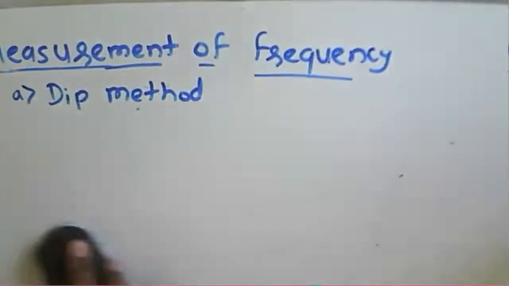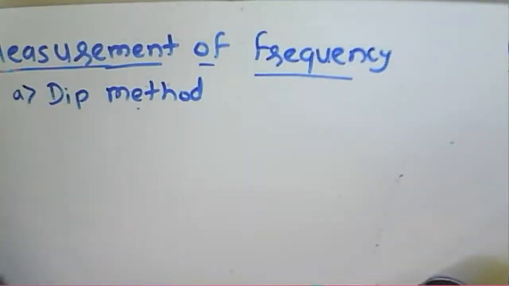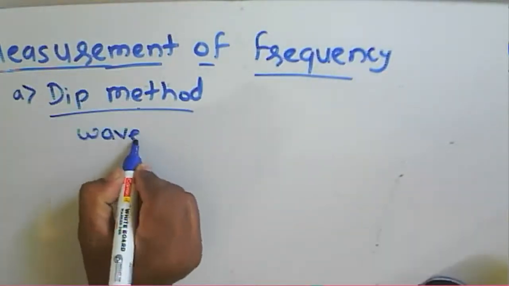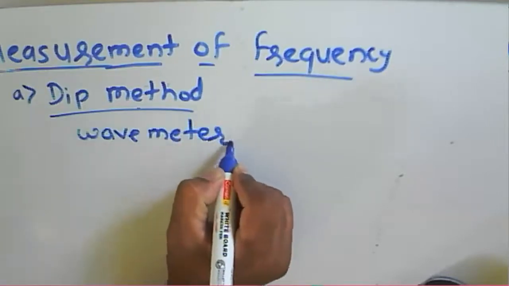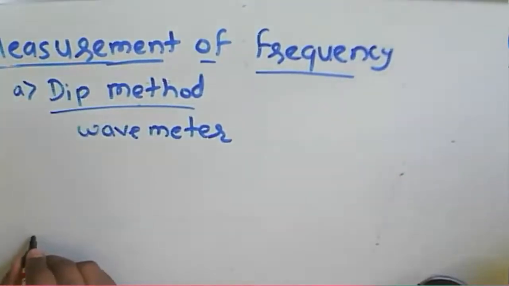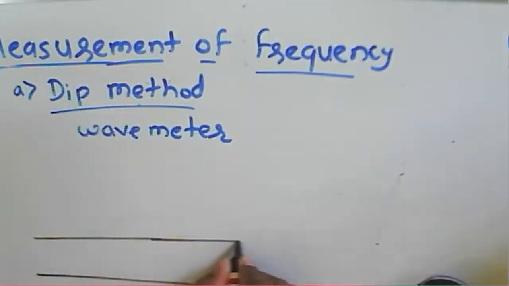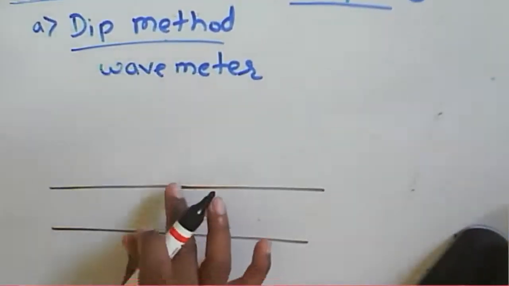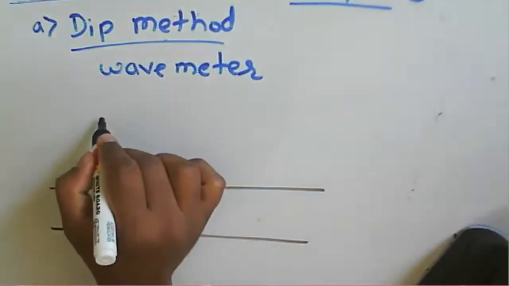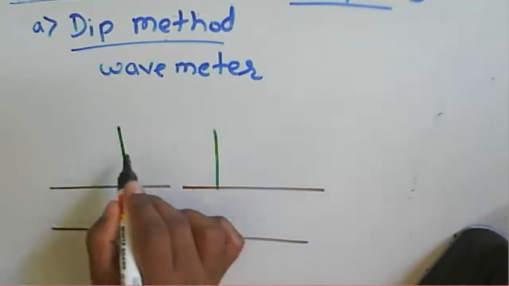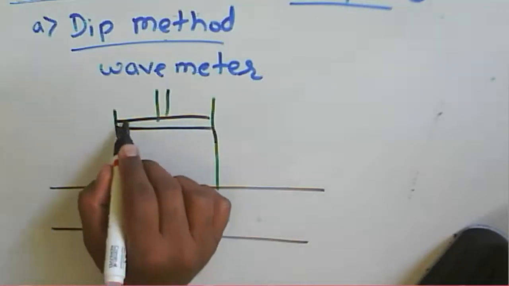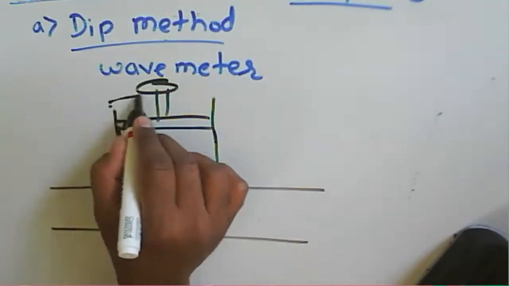So one is the dip method. In a dip method, we use a wave meter. What is the wave meter? As we have seen earlier, we consider a rectangular waveguide, and for this rectangular waveguide a small cavity is there. And here we consider a small plunger. This is the plunger here, and we are supposed to rotate that plunger.